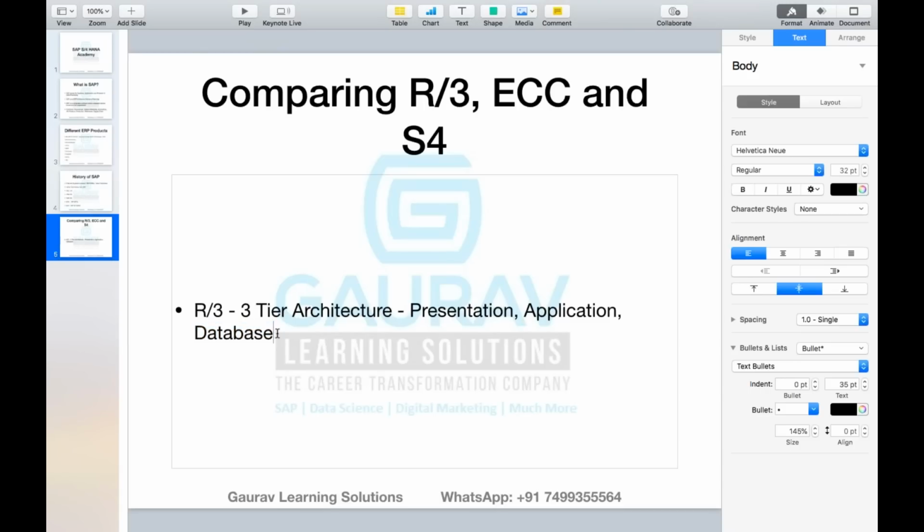So this architecture, where your database, application, and presentation can be different computers, was only introduced with R3. Before that, it was a single computer. Whatever transactions you wanted to do would be stored in that PC itself. There was no network connectivity, nothing. You need to understand that R3 means you have three different layers: presentation, application, and database.